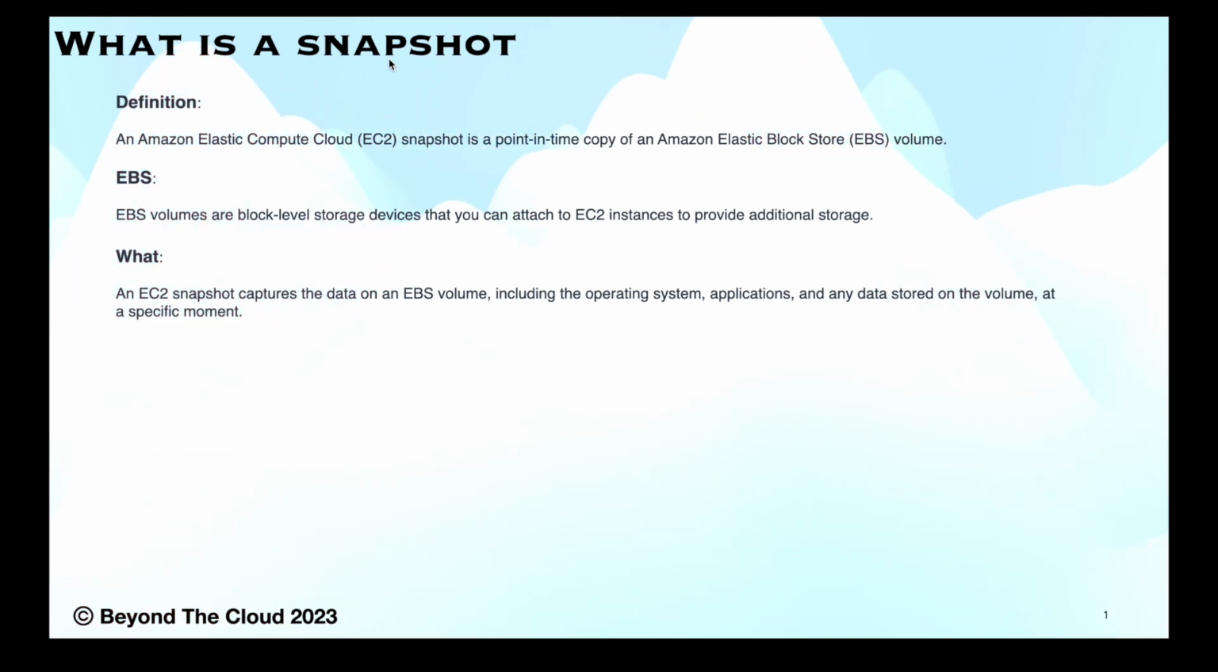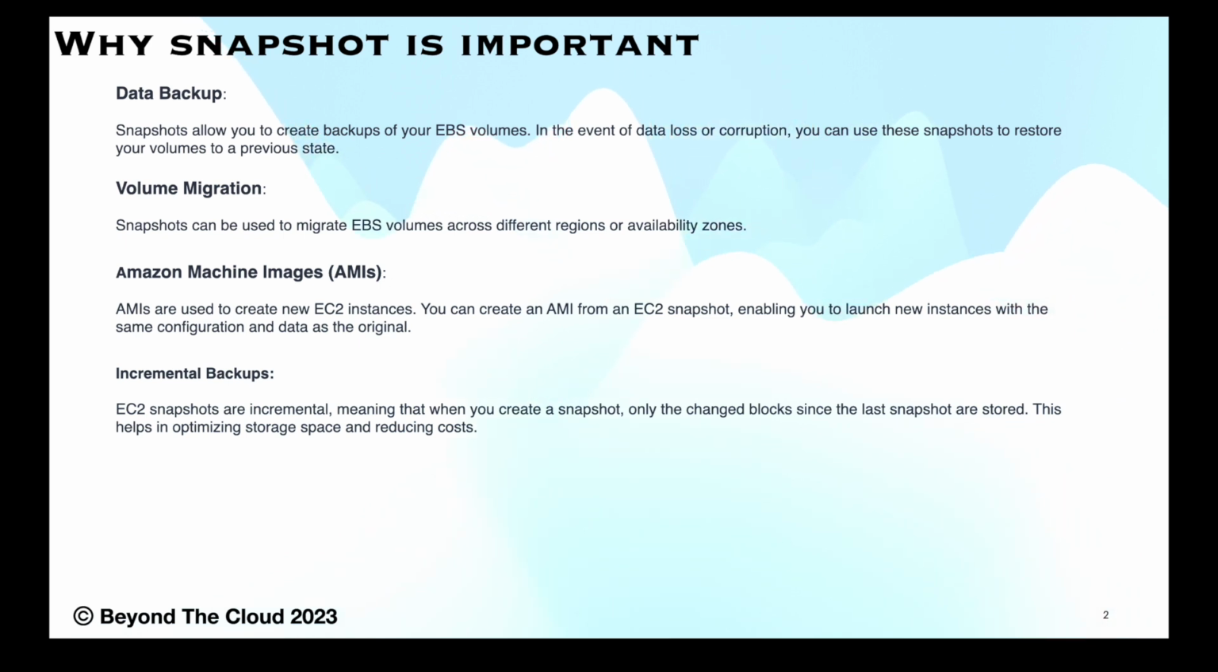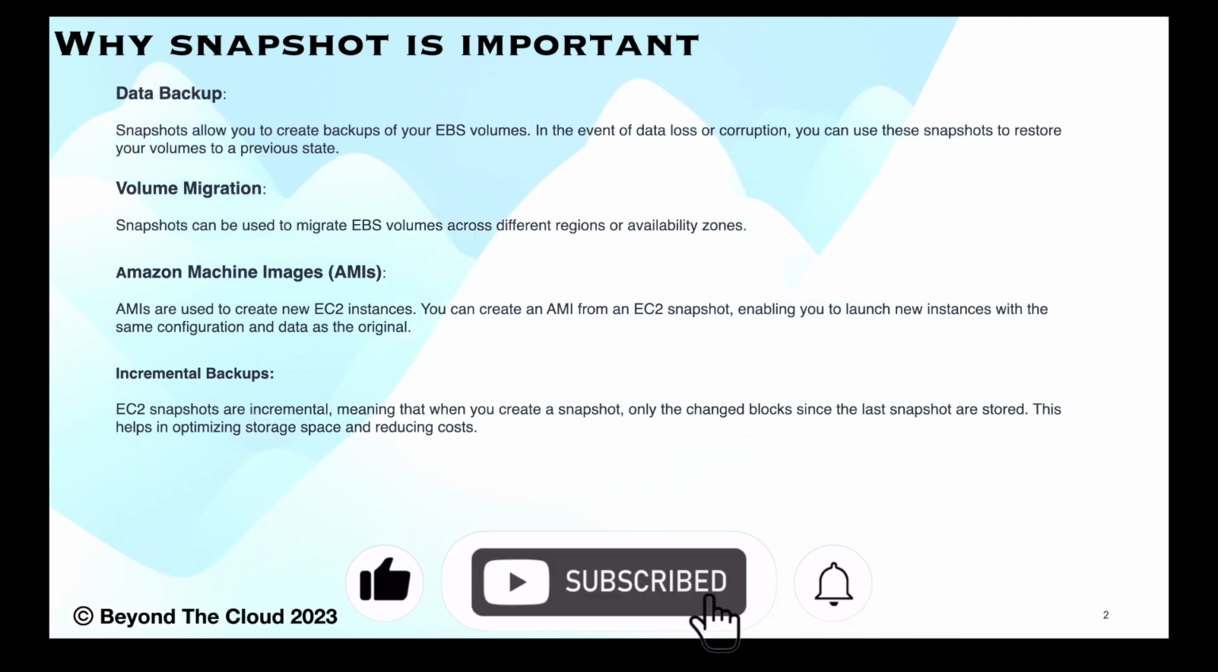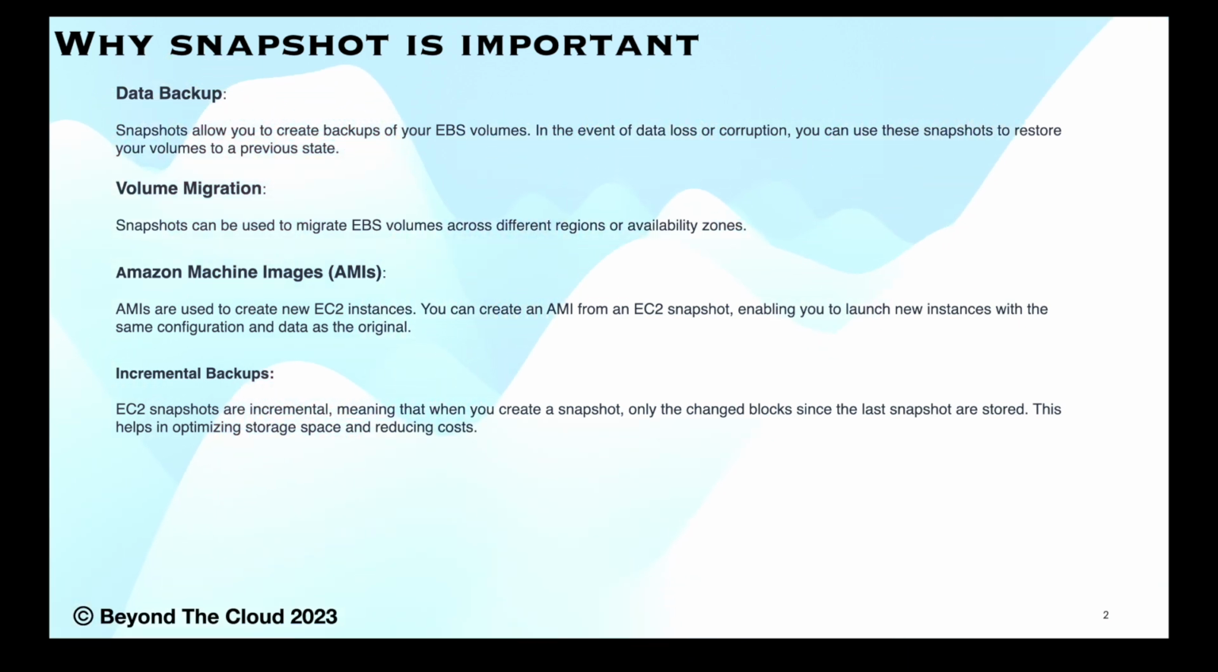Then we can go forward and see why snapshots are so important. I will mention a couple of things here. The first one is data backup. You can back up your EBS volume data, and it is not lost. In the event of data loss or corruption, the snapshot can provide the previous state of data. So you don't have to worry that your data is lost if you take a snapshot of the EBS volume.